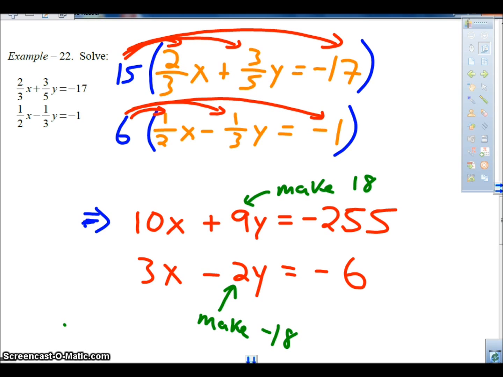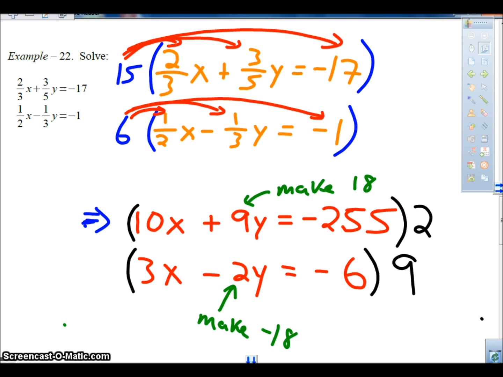The top number will become positive 18. We'll just leave it positive. The bottom one will become negative 18. So what do I multiply to the top equation to make that 9 into an 18? I multiply the top equation by 2. And what do I multiply to the bottom equation to make that number into an 18? I multiply it by 9.